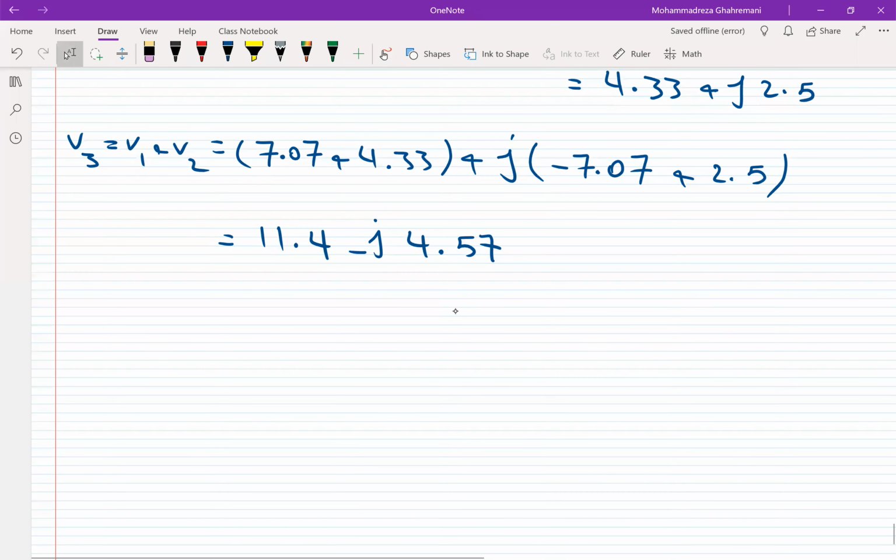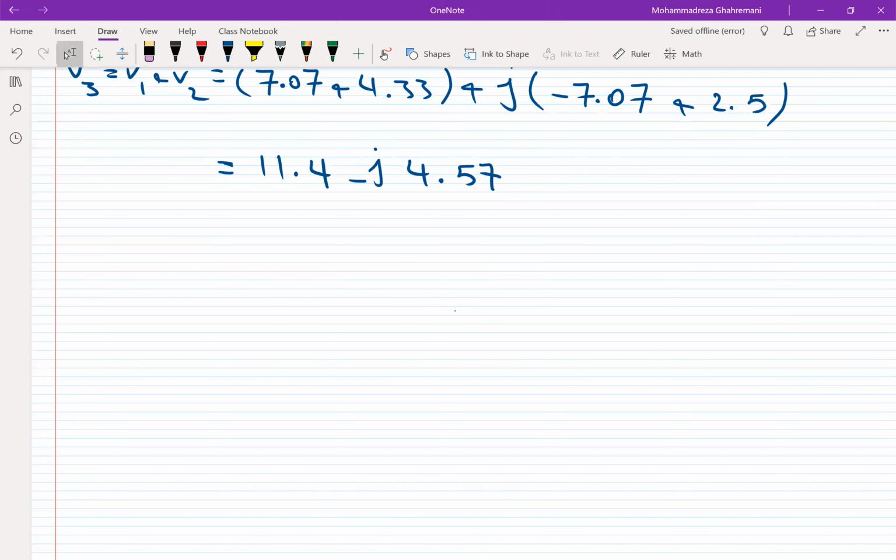Now we convert it back to polar. How can we convert it back to polar? We need to use some trigonometry equations. We know that if we have a number, let me change the color.